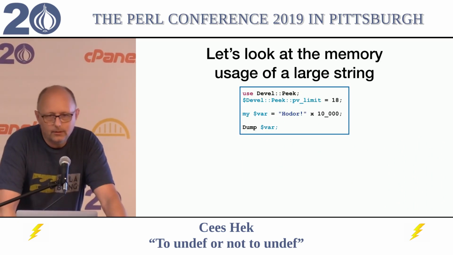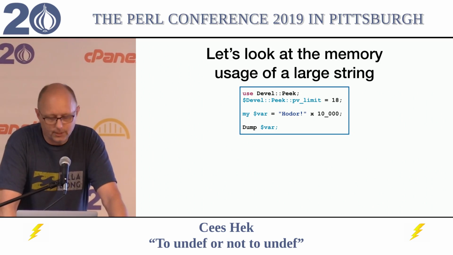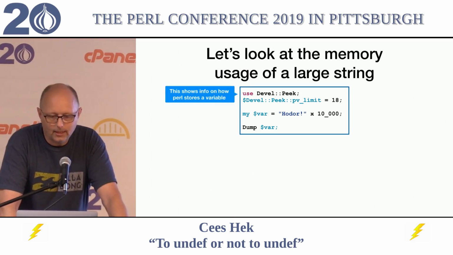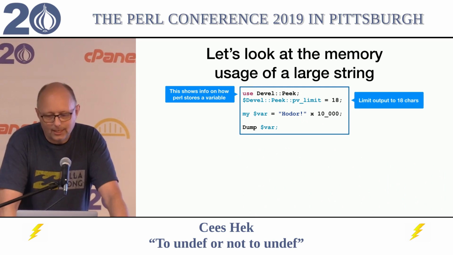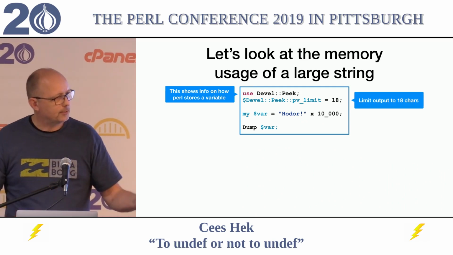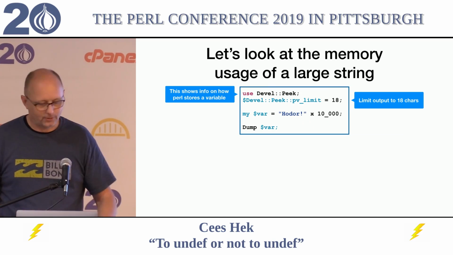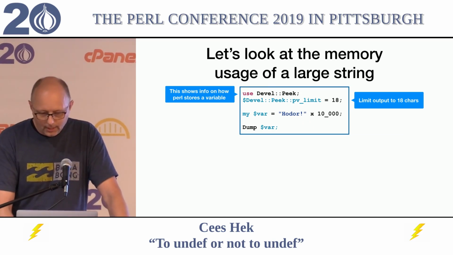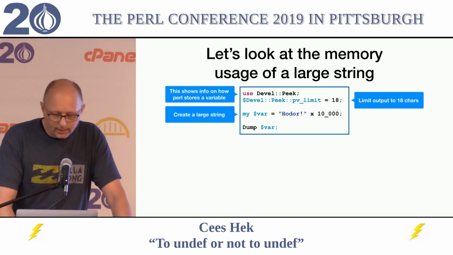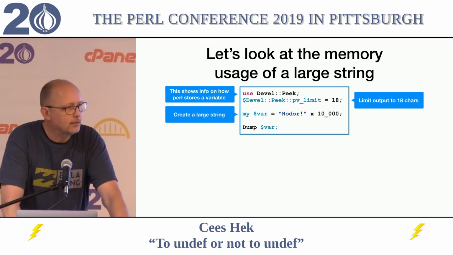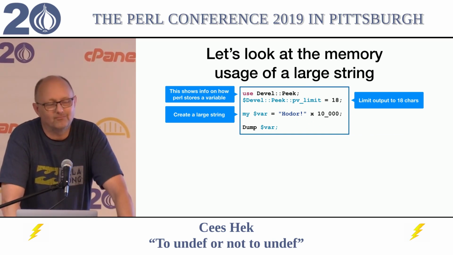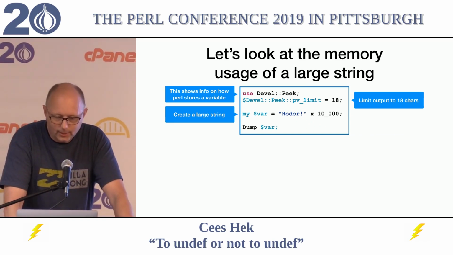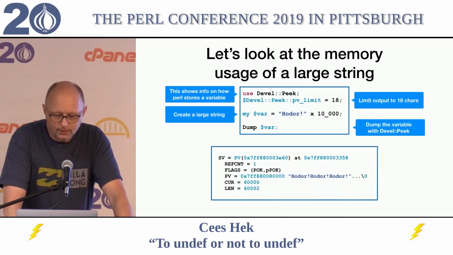We can look under the hood a little bit by using a module called Devel::Peek, and it will give us some information about a variable. I have this extra line here because I'm going to be working with long strings and I don't want to overflow my screen, so it's only going to show me a portion of the strings in memory. Then I'm going to create a large string. We're going to take that string and multiply it by 10,000 to create a relatively large string, and then we're going to dump it out. And this is what we end up with.